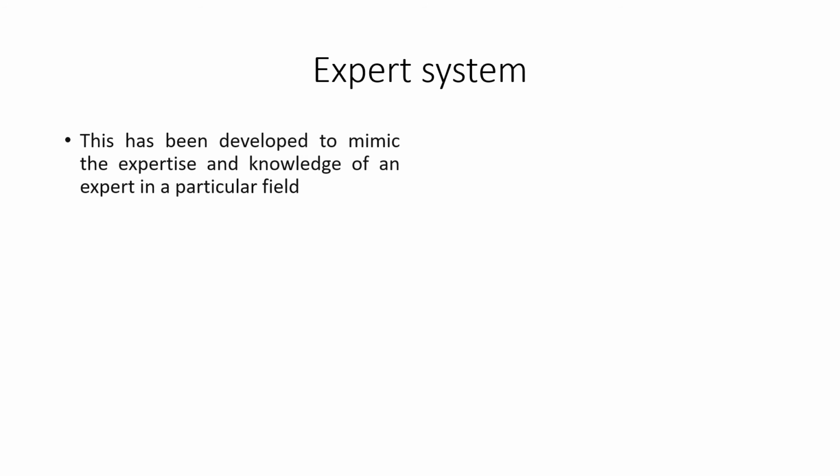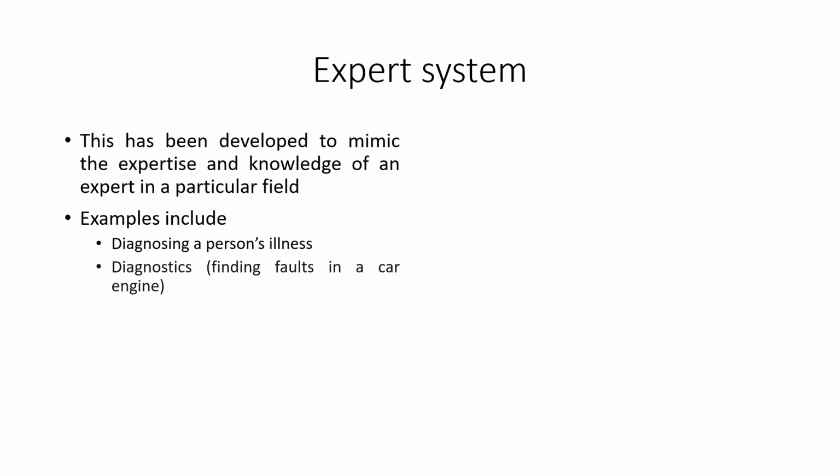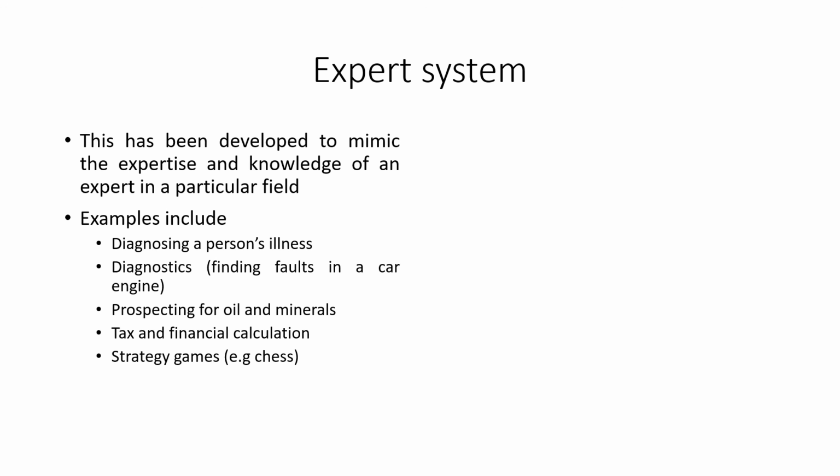Next is the expert system. This expert system is developed to mimic the expertise and knowledge of an expert in a particular field. Examples include diagnosing a person's illness in the medical field, for doctors, finding faults in a car, prospecting for oil and minerals, tax and financial calculation, even used in strategy games such as chess, like the AI, and road scheduling for the delivery vehicles.